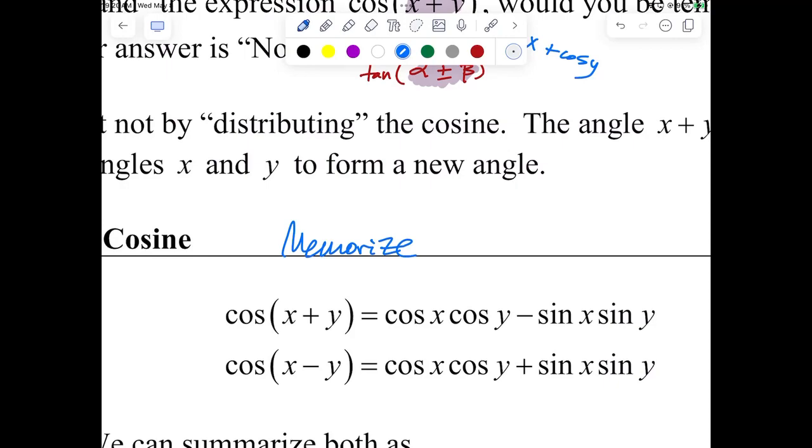Now, what are some observations one can make about these two identities that might help you remember them? Yeah, that's the first thing that might jump out at you. The sign is opposite, right? If you're adding angles on the inside, you're going to be subtracting the two functions. And if it's subtracted on the inside, you're going to be adding on the outside. So that's a good observation. What else?